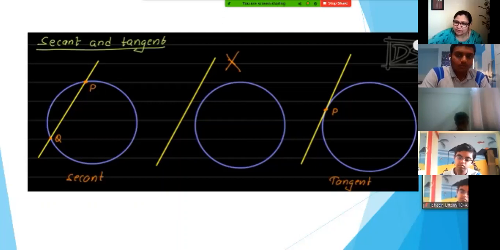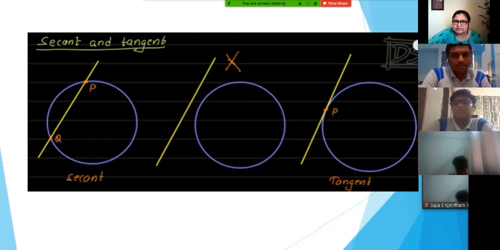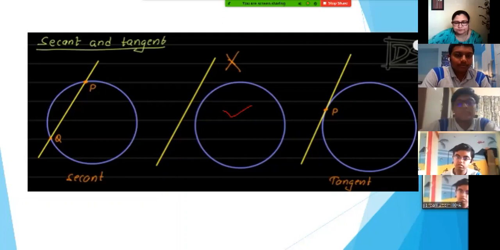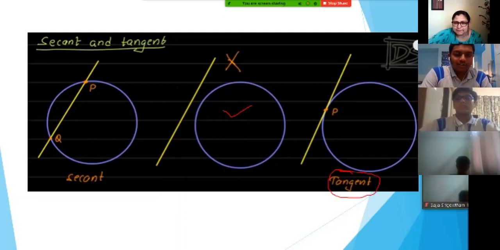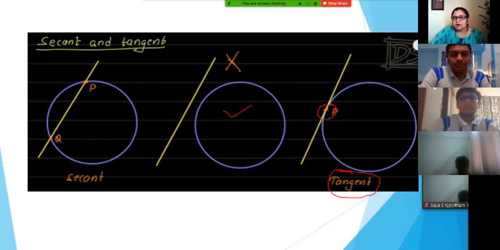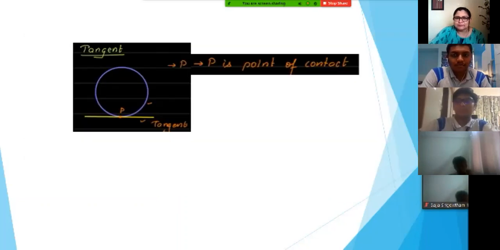Clear with that? Okay. Can we say this is a secant? No. Fine. Now we bring the line closer to the circle. We see that. What is this? A tangent. How many points do you think that tangent touches? 1 point. One and only one. That means definitely one. Not more than one or not less than one. If it is less than one, that means it is not a tangent at all. Clear? Moving ahead. And that point P is nothing but the point of contact.